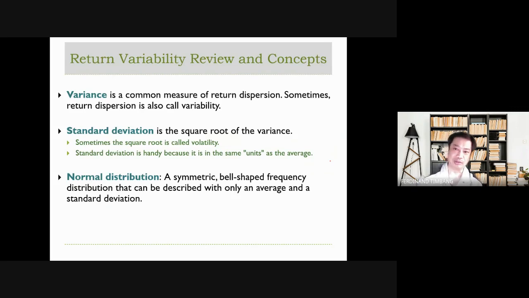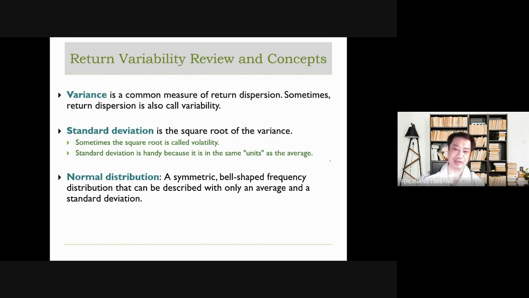Now let's talk about return variability. When we talk of variance, again, this is just a review from your risk and return. Variance is a common measure of return dispersion. Sometimes return dispersion is also called variability. This is actually the difference from the mean. Once you obtain the mean, for computing the mean, you simply get the difference. May average mo siya, so magkakaroon siya ng mean, and then the variables that you use, you simply deduct the mean. So yun yung dispersion from the mean.